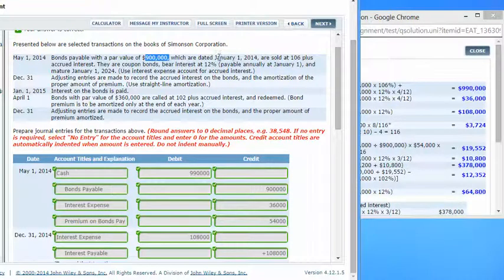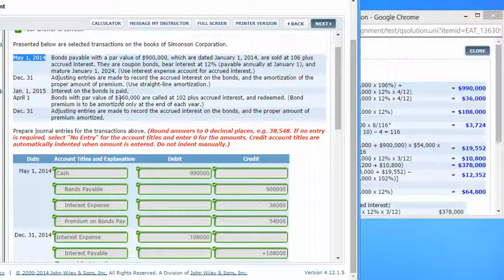are dated January 1st, 2014, and sold at 106. So they're sold at a 6% premium. 6% times $900,000 is $54,000. So that's going to be the premium. The complicating factor is that this bond was issued on May 1st.